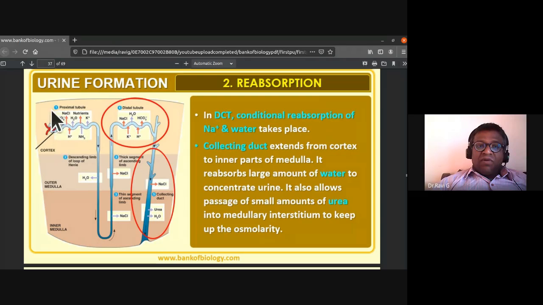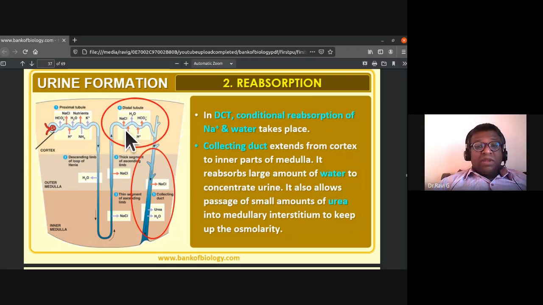So here you found that in the proximal convoluted tubule there was some reabsorption, and it is especially permeable to water and electrolytes. In the descending limb of Henle's loop, it was permeable only to water but not to electrolytes. In the ascending limb of Henle's loop, it was impermeable to water but permeable to electrolytes. So the dilute urine was formed.